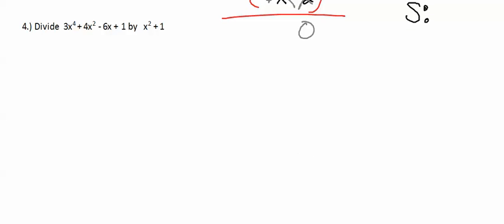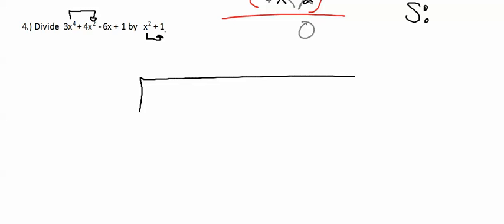Last problem for today. We have 3x to the 4th plus 4x squared minus 6x plus 1 divided by x squared plus 1. We'll set this up the same way, but there is one thing that you should notice. It goes from x to the 4th to x squared. You'll notice it's missing a degree, as is going from x squared to x.